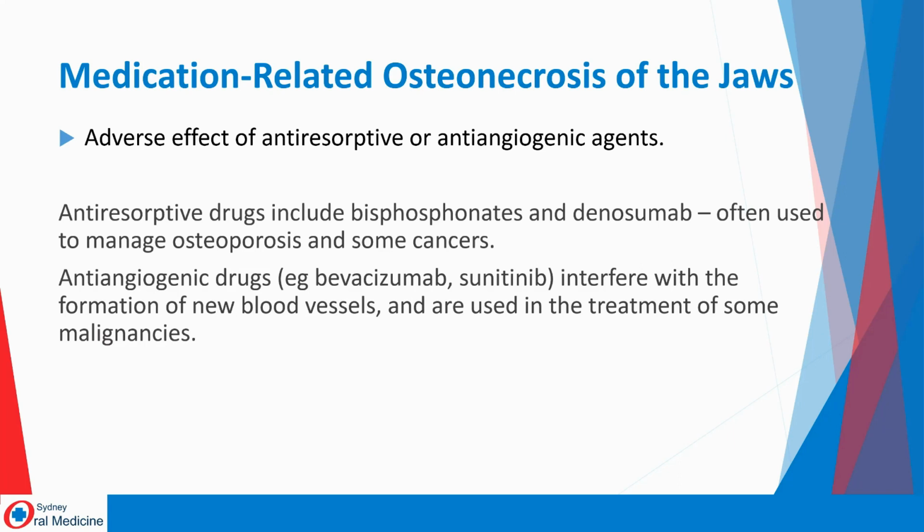So anti-resorptive drugs include the bisphosphonate medications and denosumab, and in Australia that's trade name Prolia. And these drugs are often used to manage osteoporosis as well as some cancers. The anti-angiogenic drugs are usually injected, and these interfere with the formation of new blood vessels and are used predominantly in the treatment of some cancers.